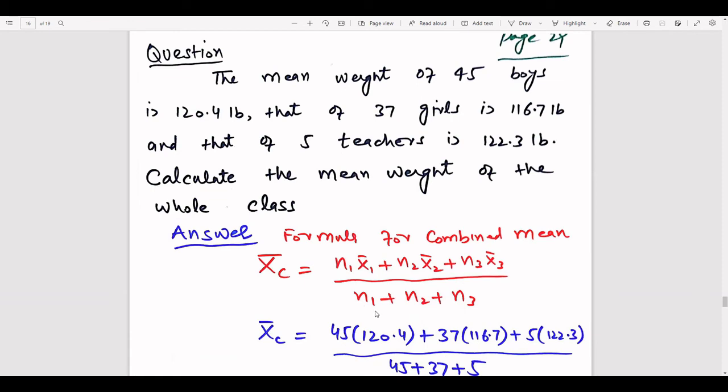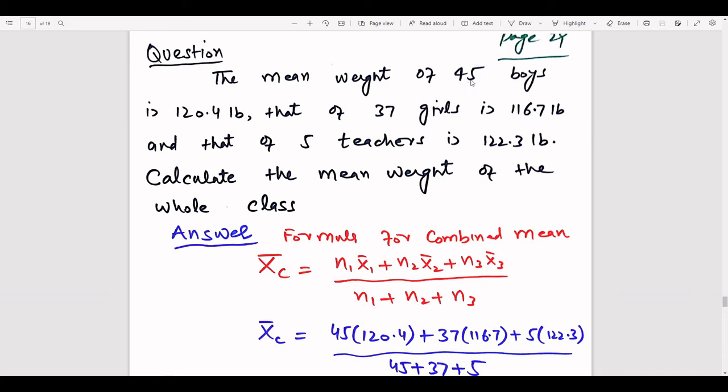Here is again a question of combined mean. The mean weight of 45 boys is 124 lb. That of 37 girls is 116.7 lb. And 5 teachers is 122.3 lb. Calculate the mean weight of the whole class. As you know, x bar c in subscript shows this is for combined mean. Its formula for three classes is n1 x1 bar plus n2 x2 bar plus n3 x3 bar over n1 plus n2 plus n3.